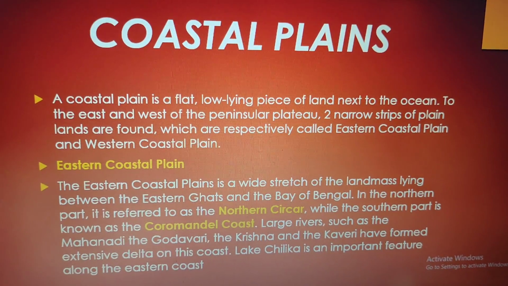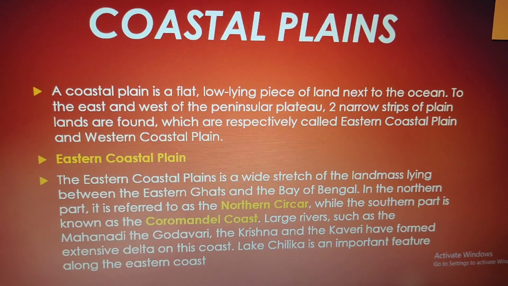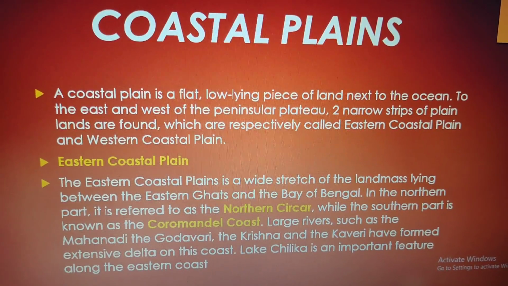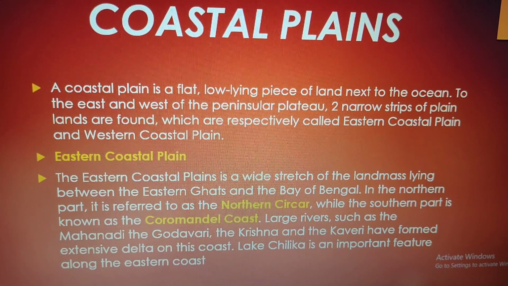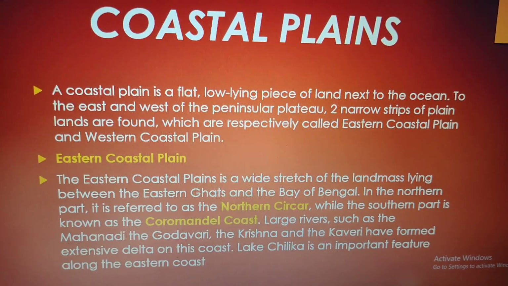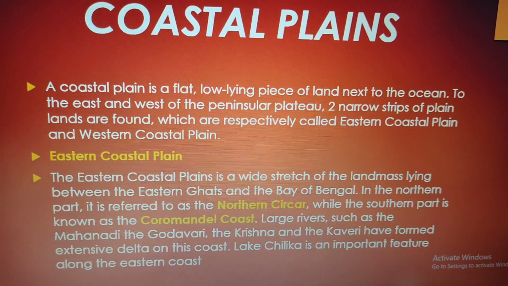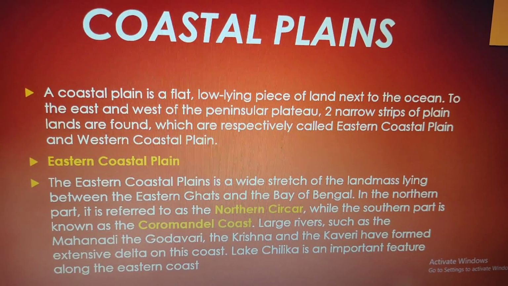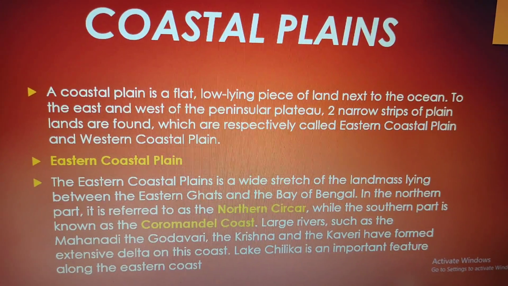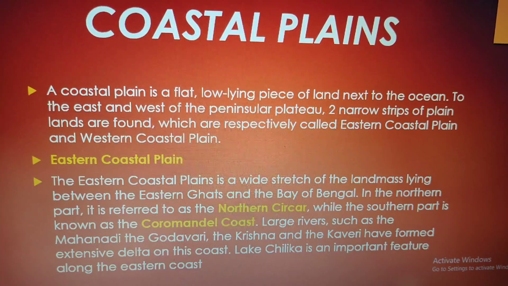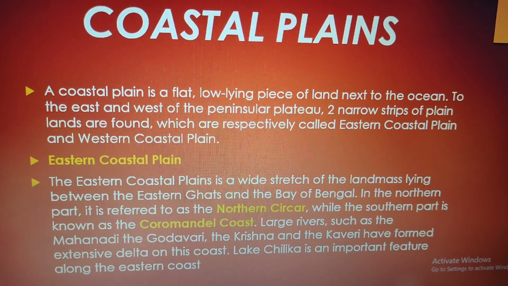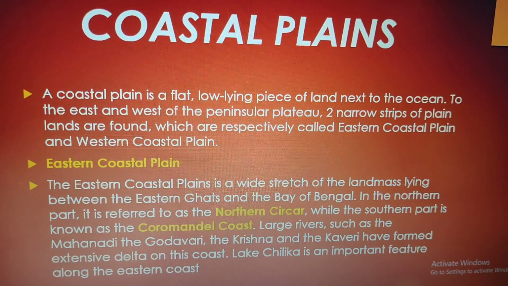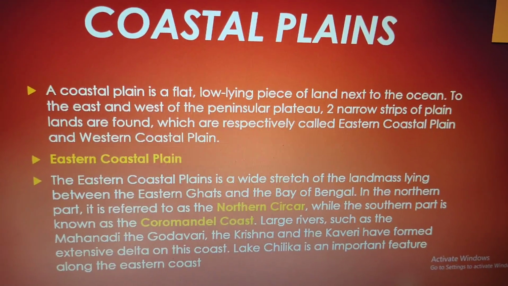Eastern Coastal Plains. The Eastern Coastal Plain is a wide stretch of land lying between the Eastern Ghats and the Bay of Bengal. In the northern part, it is referred to as the Northern Sarkar, while the southern part is known as the Coromandel Coast. Large rivers such as the Mahanadi, the Godavari, the Krishna and the Kaveri, which are the important rivers in South India, have formed extensive deltas on this coast.